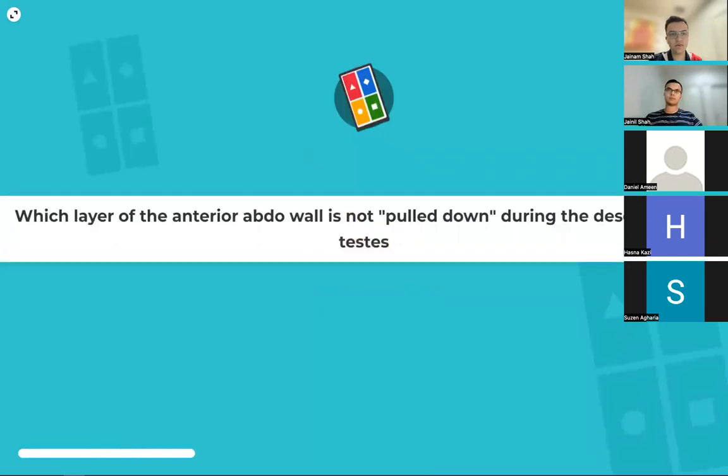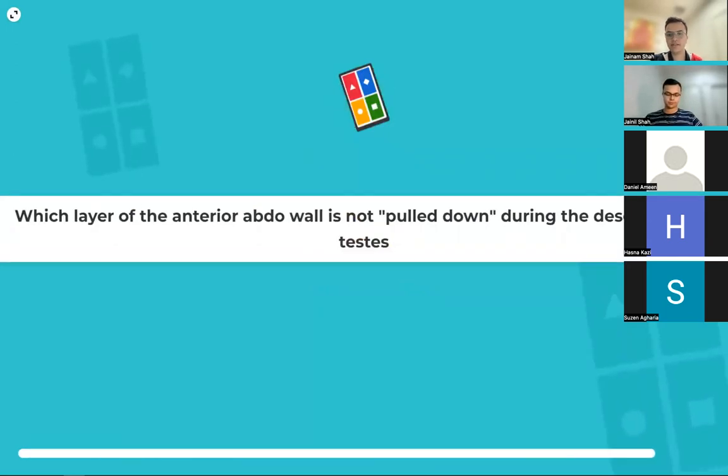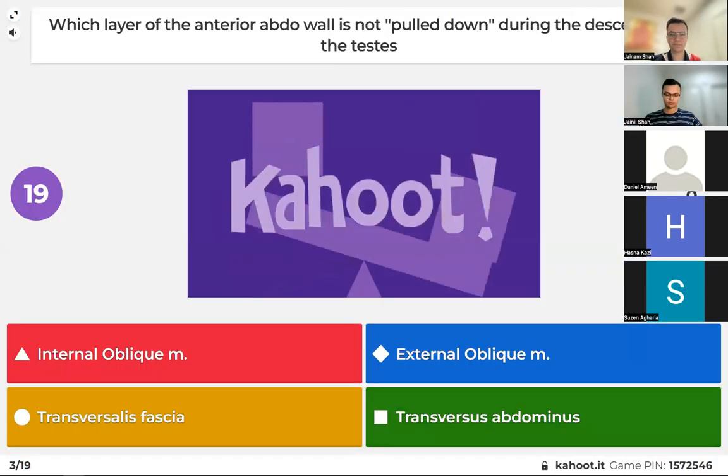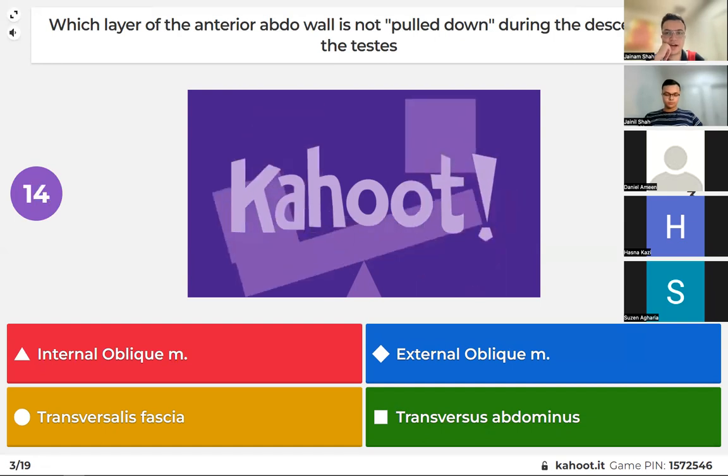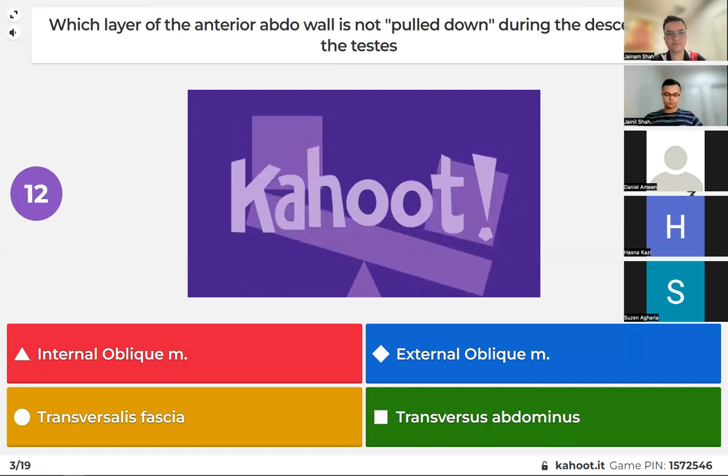All right. Which layer of the anterior abdominal wall is not pulled down during the descent of the testes? Again, very, very high yield concept.